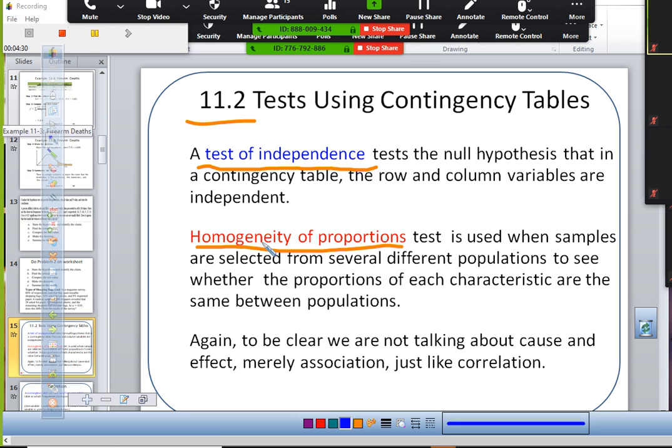Because if you guys remember from chapter 4, the test of independence to see if 2 variables or 2 things are independent was to see if the proportions were the same. If the proportions are the same, then they're independent. So we'll talk about that in a couple of minutes.